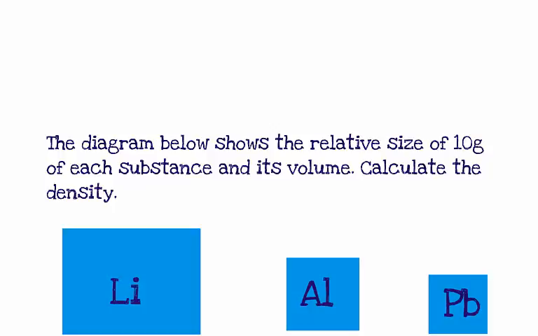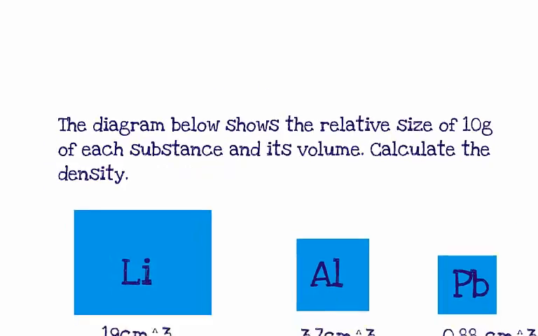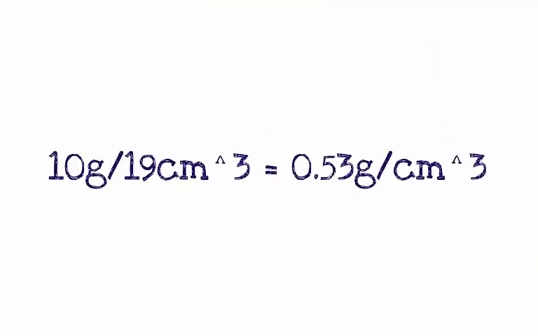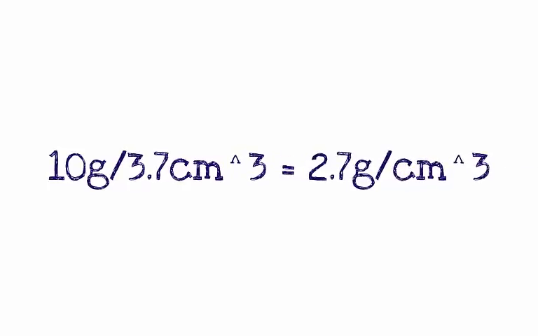And so from that, we can actually calculate their density. So lithium, so we have 10 grams of lithium, and the volume of that cube, so as we said, length times width times height is 19 cubic centimeters. Okay, so the density of that cube of lithium, my apologies, is 0.53 grams per cubic centimeter. For aluminum, it's still 10 grams of a substance, but it's only 3.7 cubic centimeters. And so that is a density of 2.7 grams per cubic centimeter.